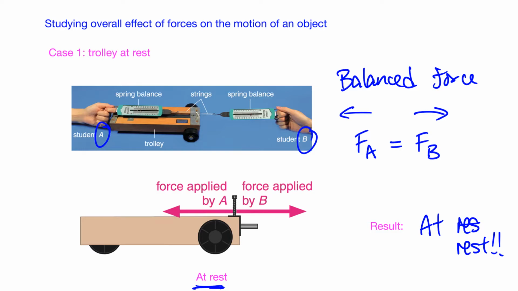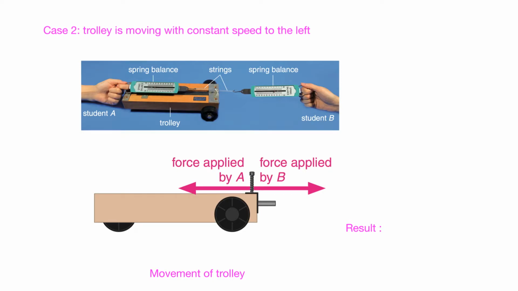So this is case 1. Trolley at rest, you've applied a balanced force. Even though you've got 2 forces on it, if the forces cancel each other, the balanced force will keep the trolley at rest. In case 2, if the trolley right now is moving with a constant speed to the left, the movement of the trolley is in this direction, constant speed.